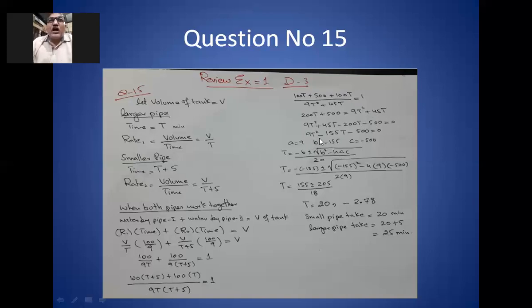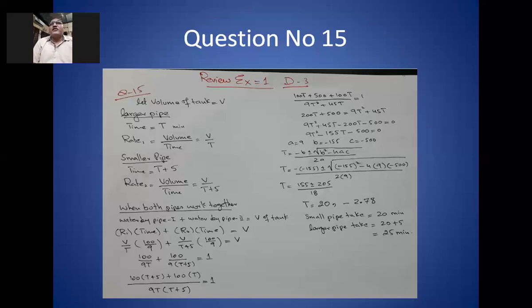So now you will have 9T square minus 155T minus 500 equals to 0. So now this is in the standard quadratic form. You can see the coefficient of the T square is 9, the coefficient of the T is minus 155, and the constant term in this equation is minus 500.